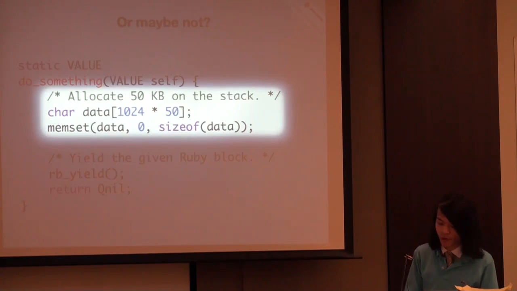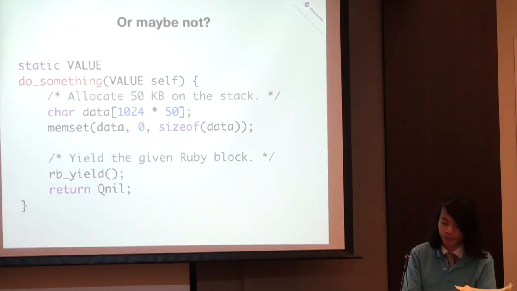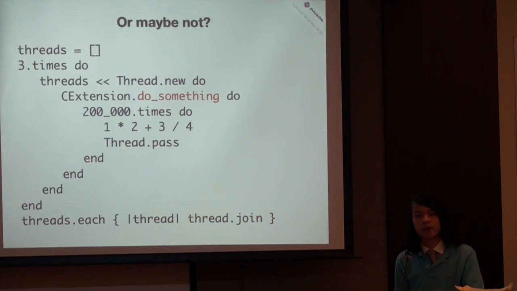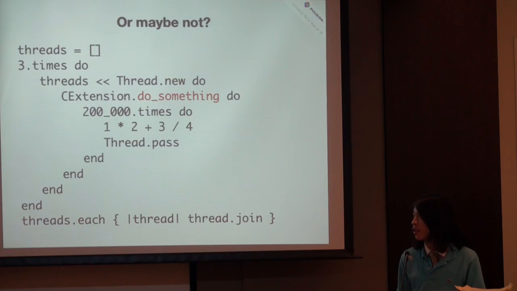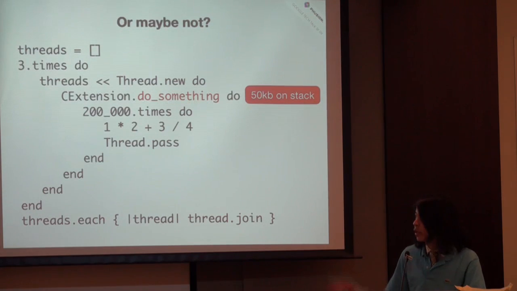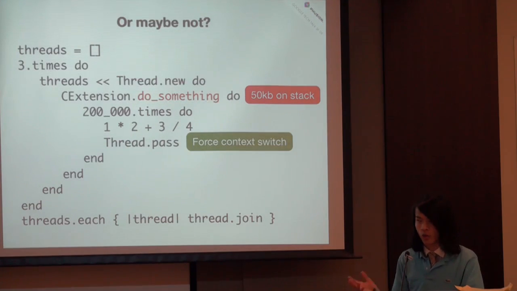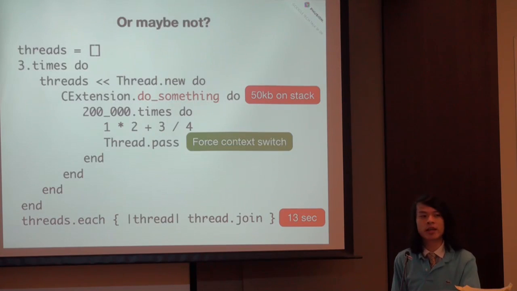Basically what this C function does is allocate 50 kilobytes on the stack and invoke the block that you give it, as you can see here. So if we were to invoke the C extension function inside Ruby in this scenario with threads, we see that here we allocate 50 kilobytes on the stack first. We do some silly calculation 200,000 times, and after each iteration we explicitly force a context switch. Then joining all these threads takes about 13 seconds.